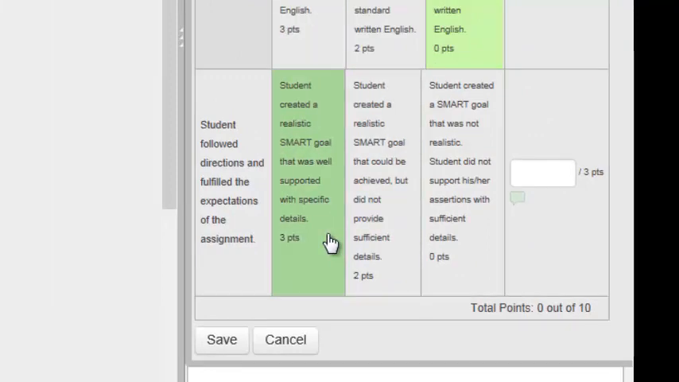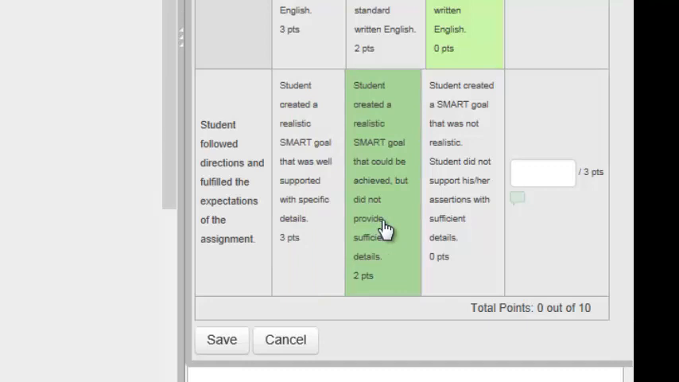Student created a realistic SMART goal that was well supported with specific details. Well, the SMART goal was not realistic because the student mentioned that they would enter into the program in a year. And based off of their qualifications, I know that that's not possible for this student. Let's take a look at the second rating.